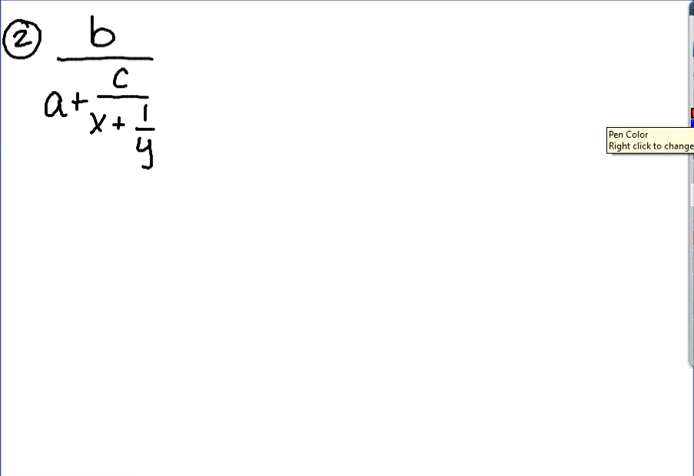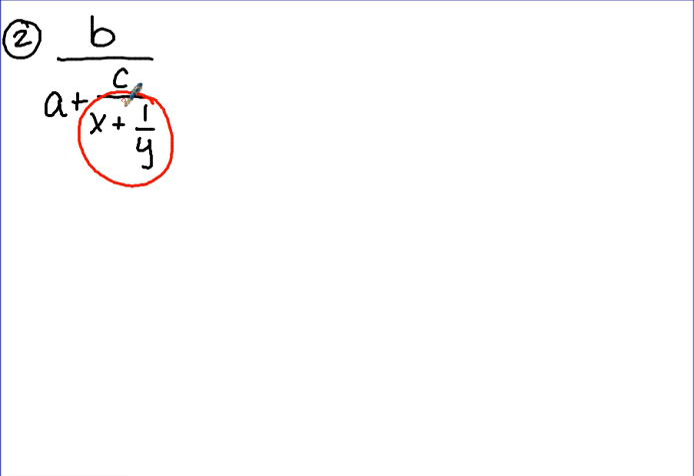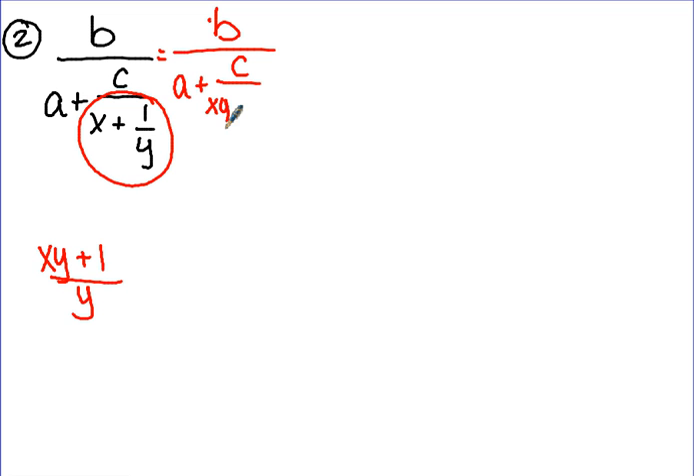The first thing that we want to do, again, is simplify this denominator term by finding a common denominator. My common denominator here is going to be y, and the new numerator is going to be xy plus 1. So now my equation looks like this.